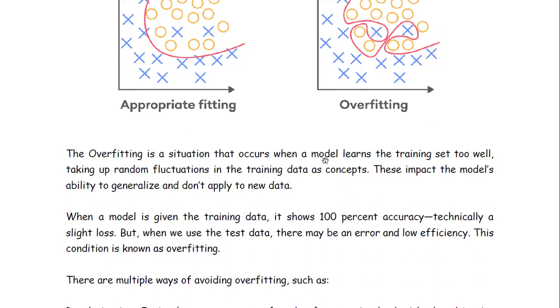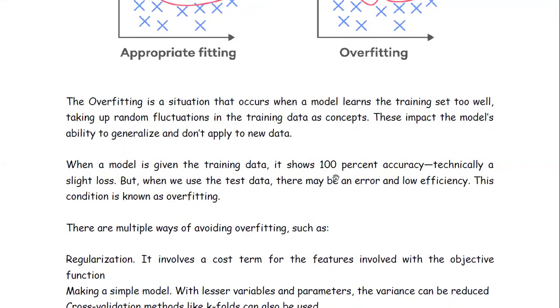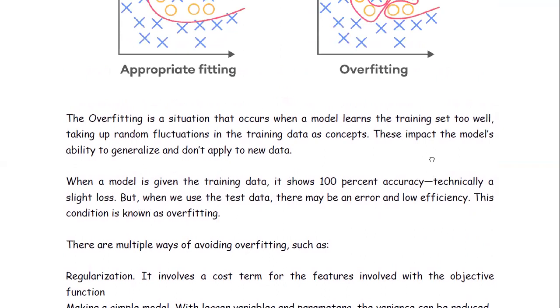Overfitting is a situation that occurs when a model learns the training set too well, taking up random fluctuations in the training data as concepts. This impacts the model's ability to generalize and apply to new data. When a model is given the training data, it shows 100% accuracy, with a slight loss. But when we use the test data, there may be errors and low efficiency. And this condition is known as overfitting. For the training data, 100% accuracy with a slight loss will be shown, but for the test data, there may be an error and low efficiency, because of this condition of overfitting.